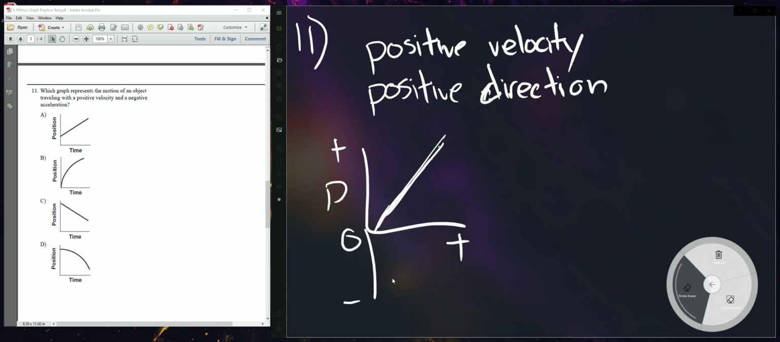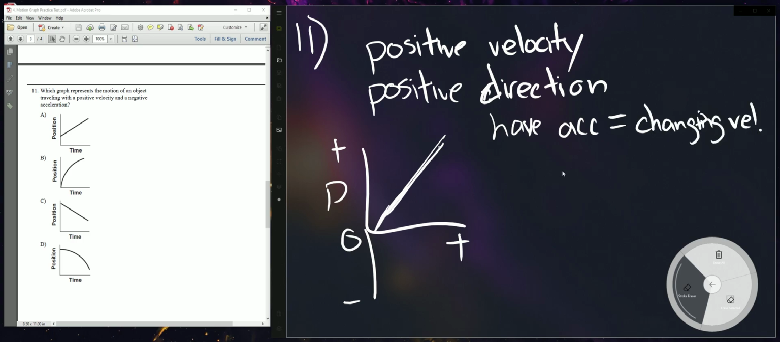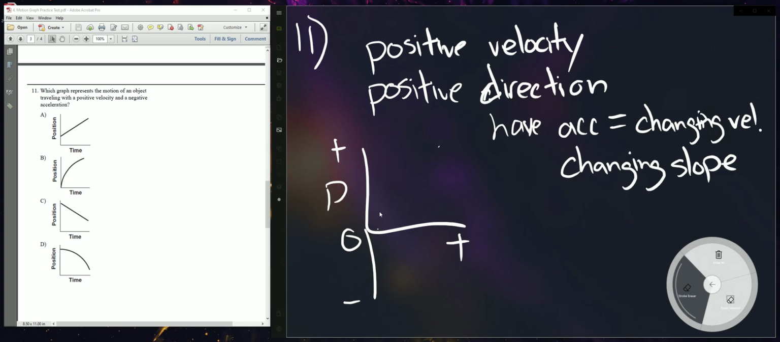The next part is figuring out, well, do we have an acceleration? Yes, we do. If we have an acceleration, sorry about my handwriting, that must mean we have a changing velocity. And if we have a changing velocity, that must also mean we have a changing slope. Changing slope. That must mean that our line here should be curved. And then this really just leads to the answer. You don't even need to know about whether or not it's speeding up or slowing down.